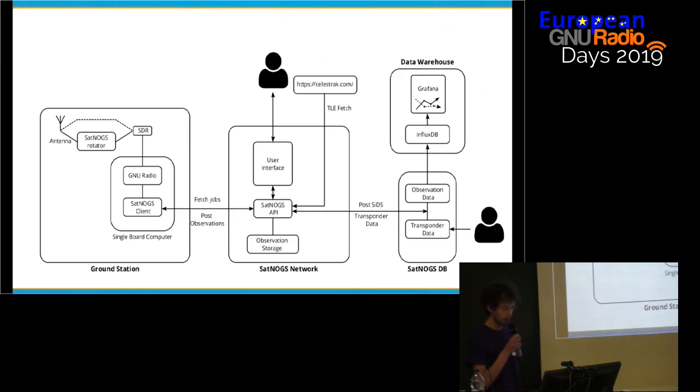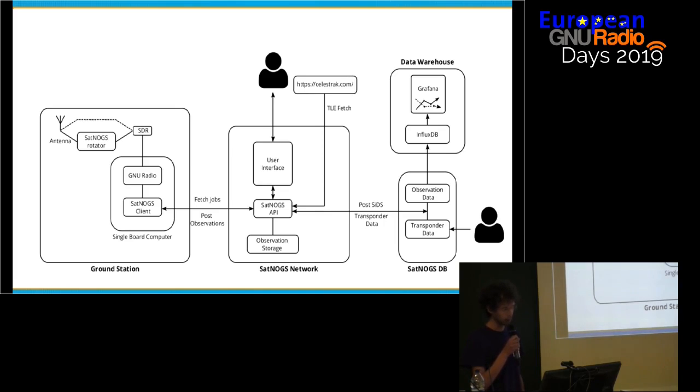It works with three different parts: the ground station itself, the network, and the database. First, the network. It's a web application made in Python, where the user can ask for an observation and also get the data from an observation.